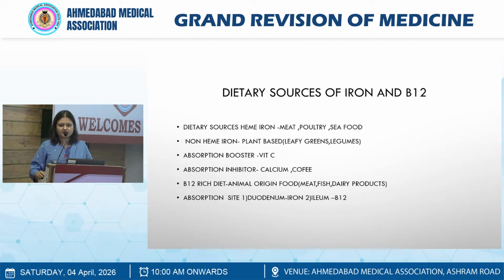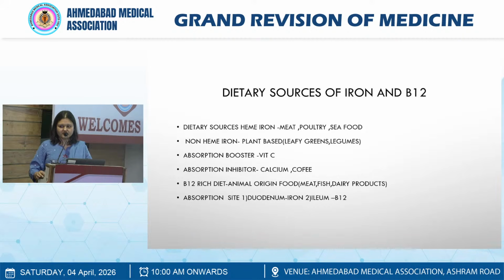Absorption booster: ask the patient to take this diet along with vitamin C. Okay, it helps in the absorption of iron. Absorption inhibitors: calcium, and coffee, tea, beverages. Okay, because they contain phenols.